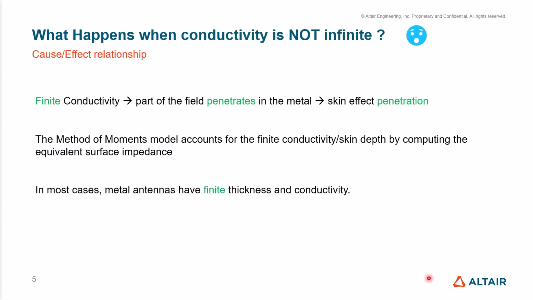What happens when the conductivity is not infinite? So when our metal is not a perfect electric conductor. This causes part of the field to penetrate the metal, and we call this skin effect penetration. Now, the method of moments model accounts for this finite conductivity or skin depth by computing an equivalent surface impedance. And in most cases, metal antennas have a finite thickness and conductivity.